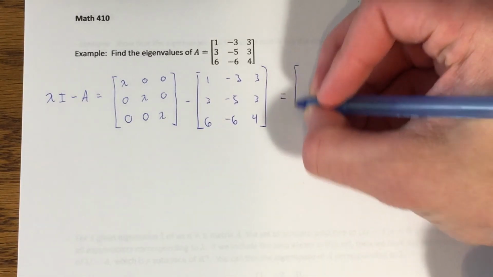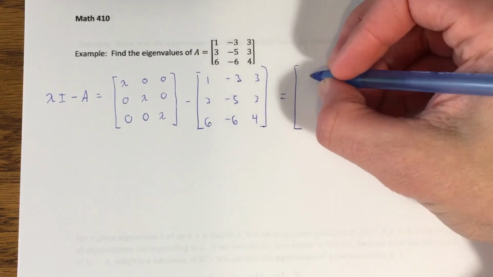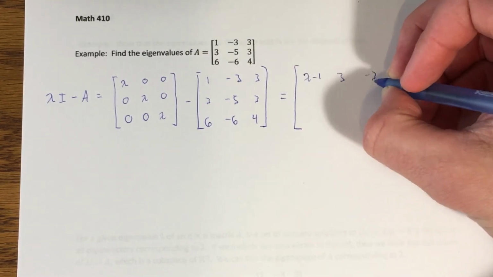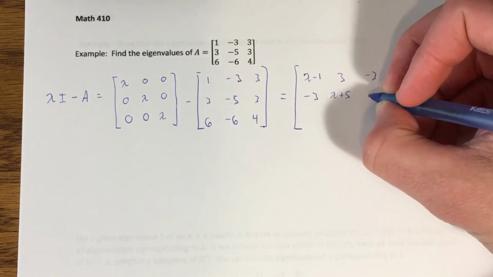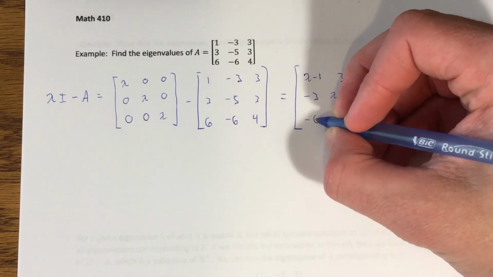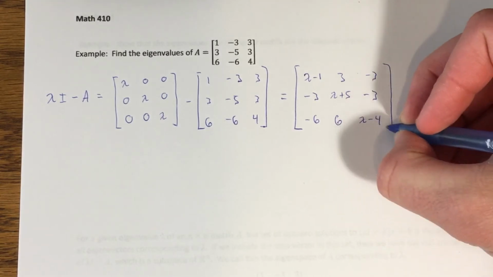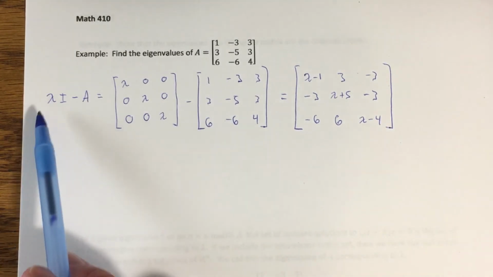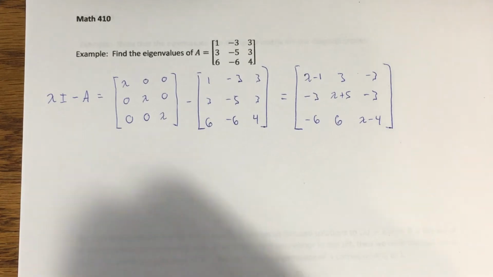Okay, if we subtract that, we're going to get lambda minus 1, positive 3, negative 3, negative 3, lambda plus 5, negative 3, negative 6, positive 6, lambda minus 4. Okay. My characteristic equation is what I get if I take the determinant of this matrix, and set it equal to 0.